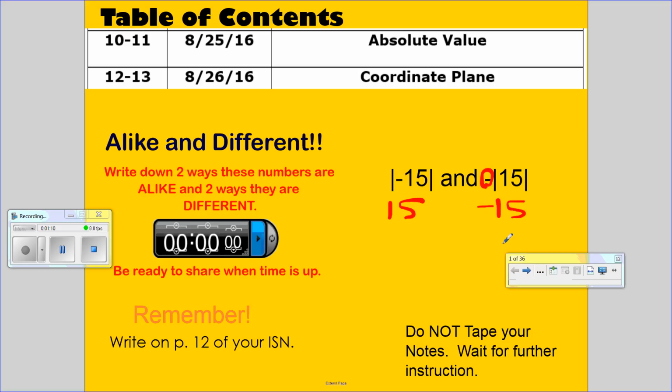How are they alike? They both are 15. They both have the number 15. They both have a negative sign. They're both absolute value. Many ways you can say it. So the absolute value of negative 15 is 15. The opposite of the absolute value of 15 is negative 15.